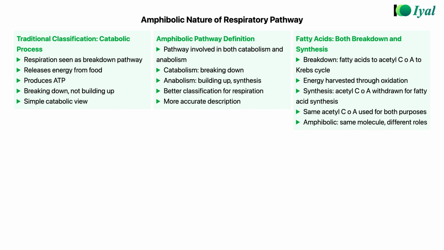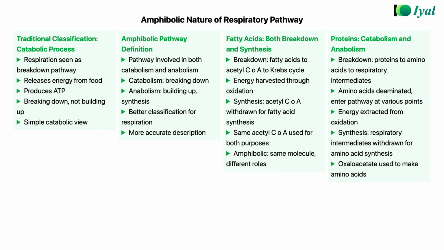Example, fatty acids. When you eat a fatty acid, what happens? It is broken down to acetyl-CoA. Acetyl-CoA enters Krebs cycle, is oxidized, energy extracted. But when your cell needs to make new fats, acetyl-CoA is withdrawn from the respiratory pathway, not oxidized. Instead, it is used as a building block to make new fatty acids. Same acetyl-CoA, sometimes used for energy extraction, sometimes used for building. Amphibolic.